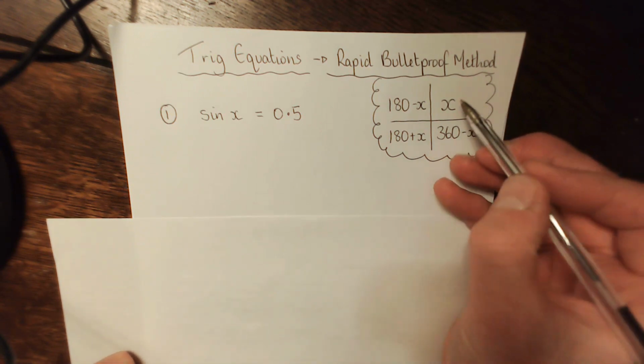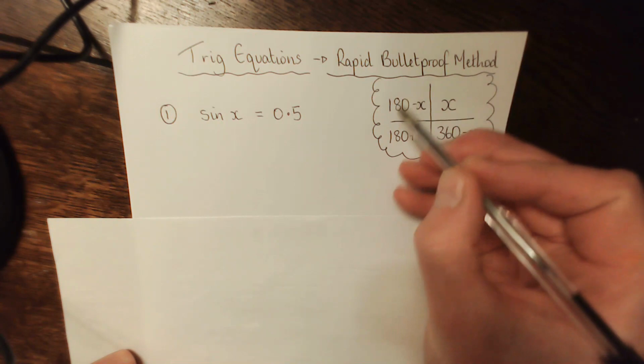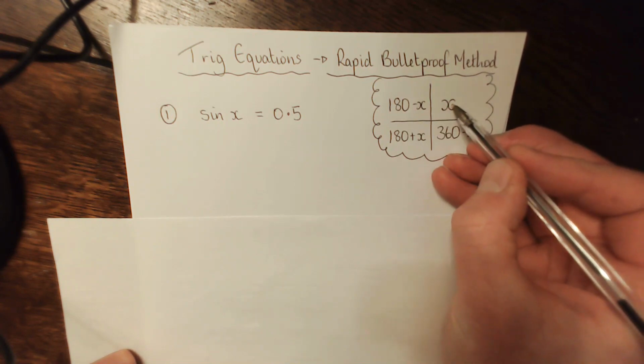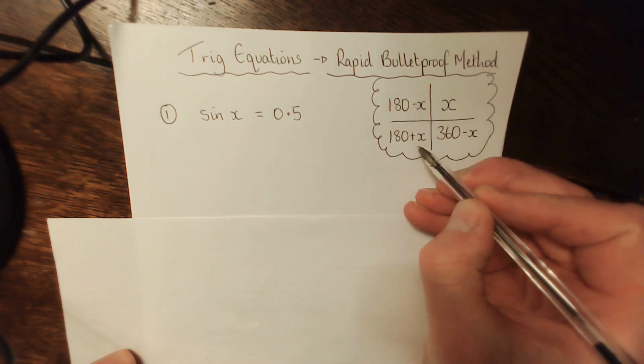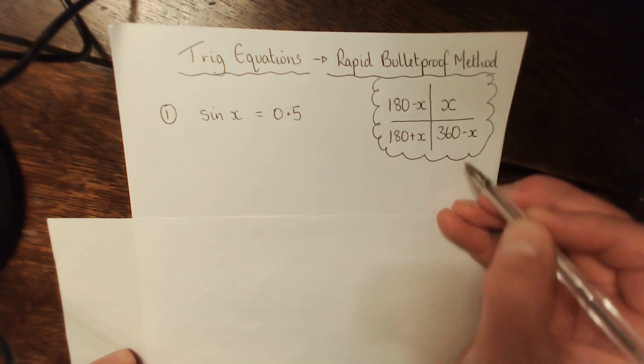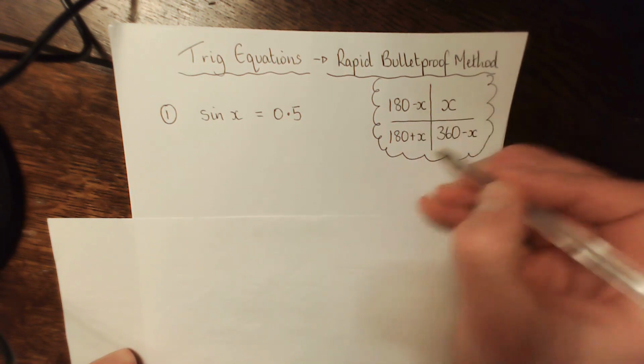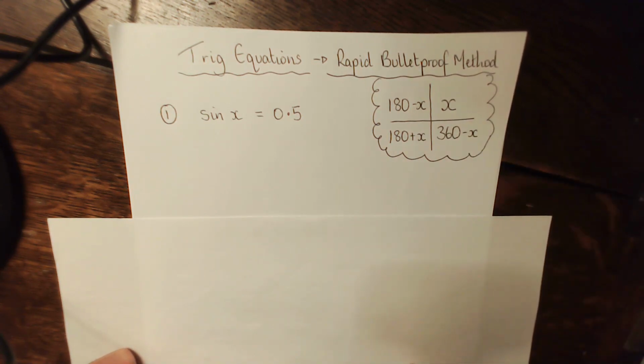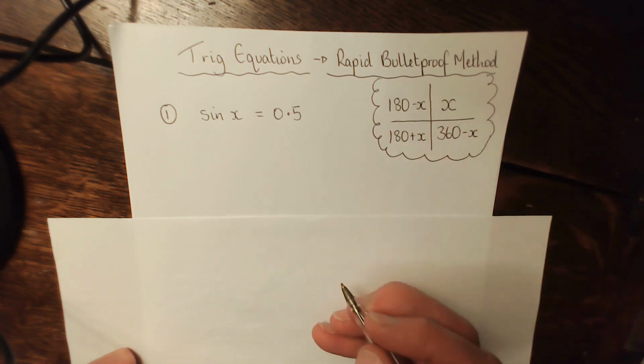Okay, now I hope you've encountered your CAST diagram where you've got x, 180 minus x, 180 plus x, and 360 minus x. This is key. I don't need to remember the CAST part. I need to remember those four wee things.